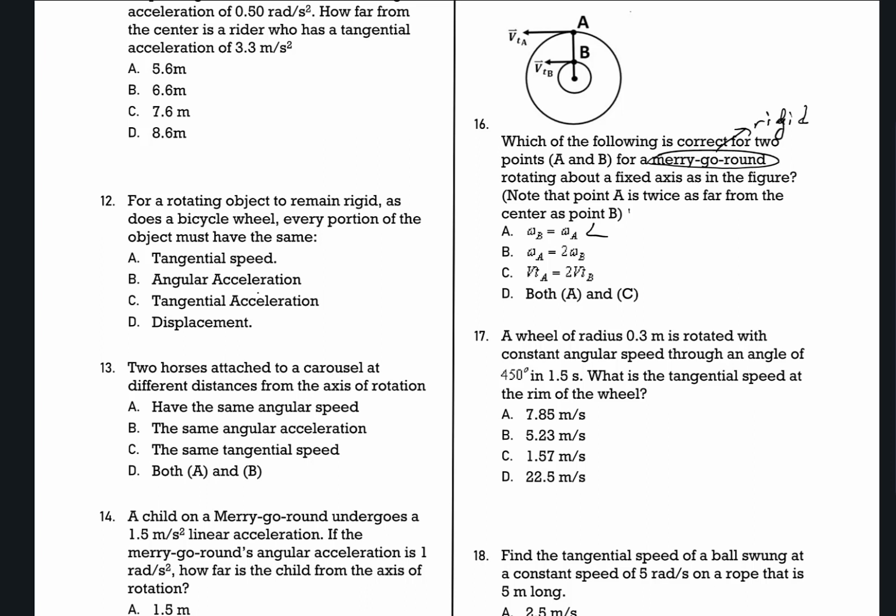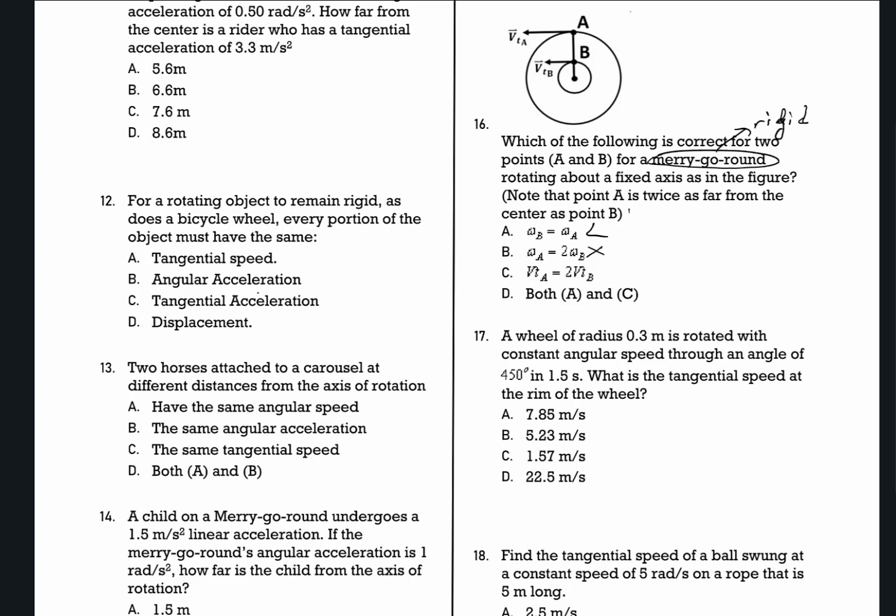So let's check B. B says point A has angular speed twice that of point B. This is incorrect because we know angular speeds are equal. But we know that tangential speeds are different for points at different distances. Point A is on the outside, point B is inside, so point A is faster than point B. Choice C talks about the tangential speed, but says that point A has twice the tangential speed of point B. Is it twice or not?